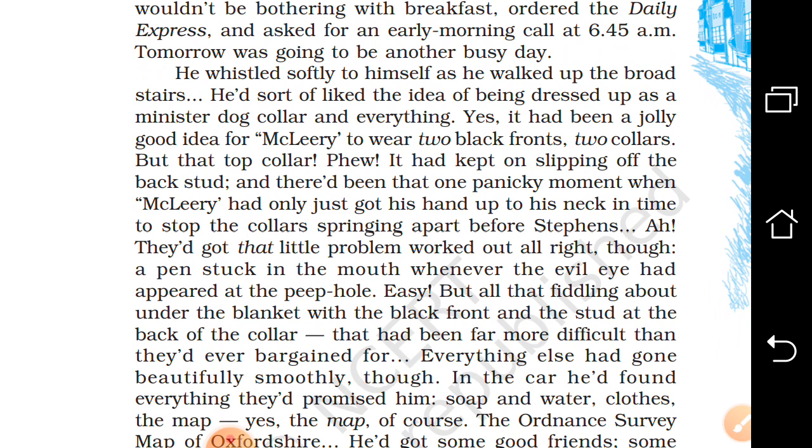He had sort of liked the idea of being dressed up as a minister, dog collar and everything. Yes, it had been a jolly good idea for McClary to wear two black fronts, two collars. So dear children, now you mark it. Actually his friend, the invigilator, was his friend only. When he came, he brought two things, everything two. He wore two aprons or two fronts, two collars and everything too.